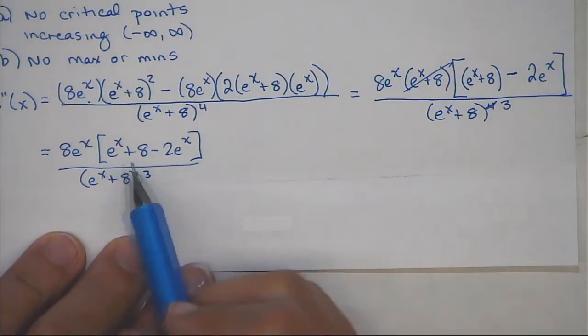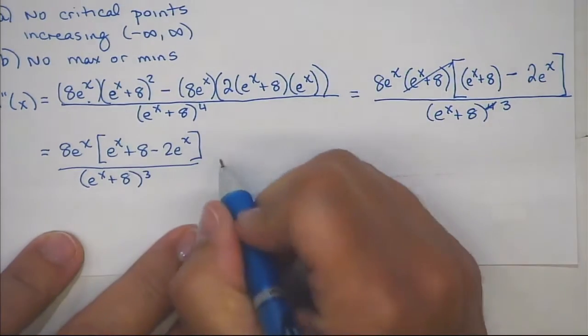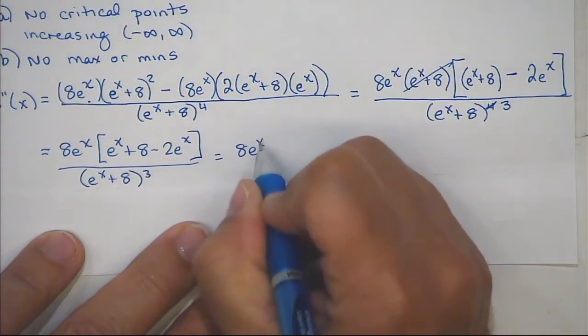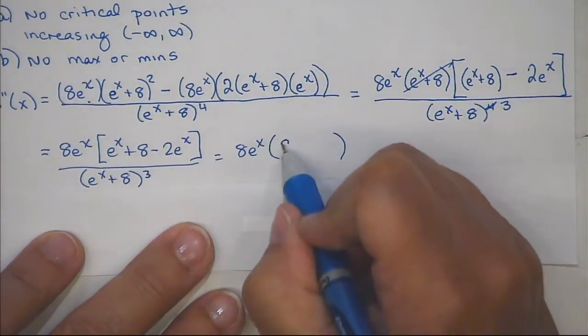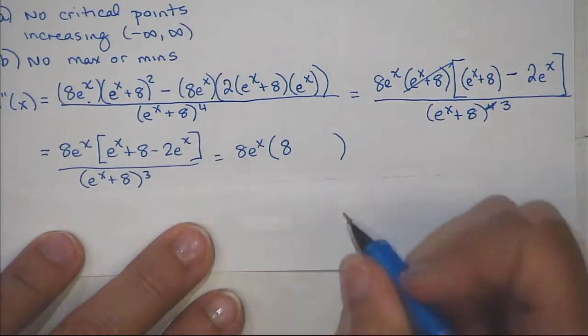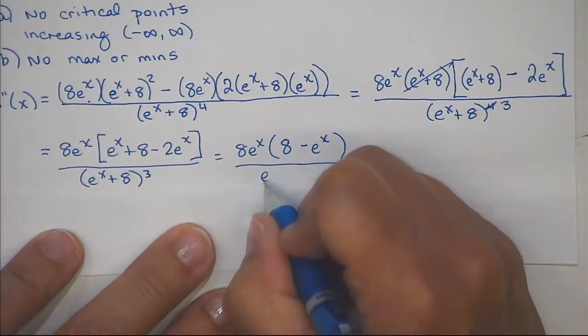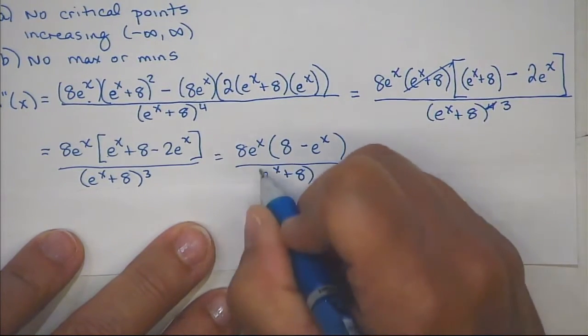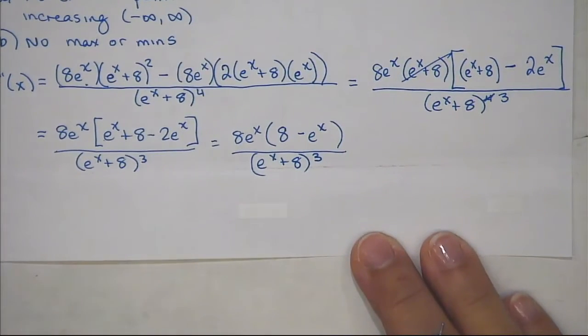All right, and we can simplify that bracket. So we have 8 e to the x times what? I'm going to put the 8 out front because it's positive, and then e to the x minus 2 e to the x would just be minus e to the x. Get rid of one of those. Now, I'm only simplifying because I have to set this equal to 0. Good news.